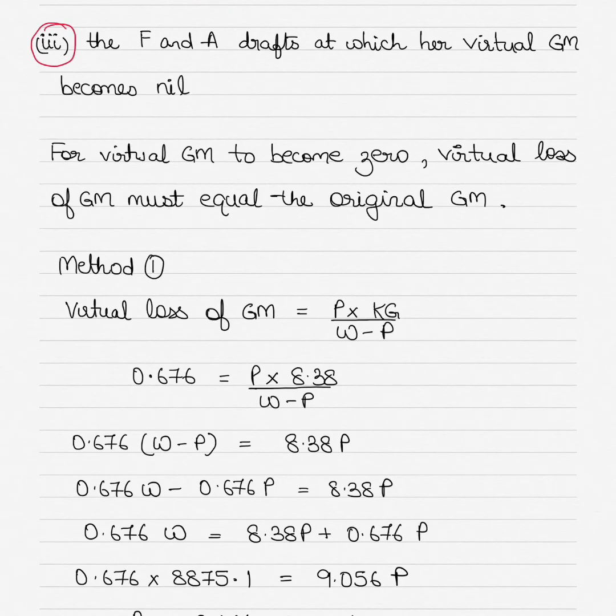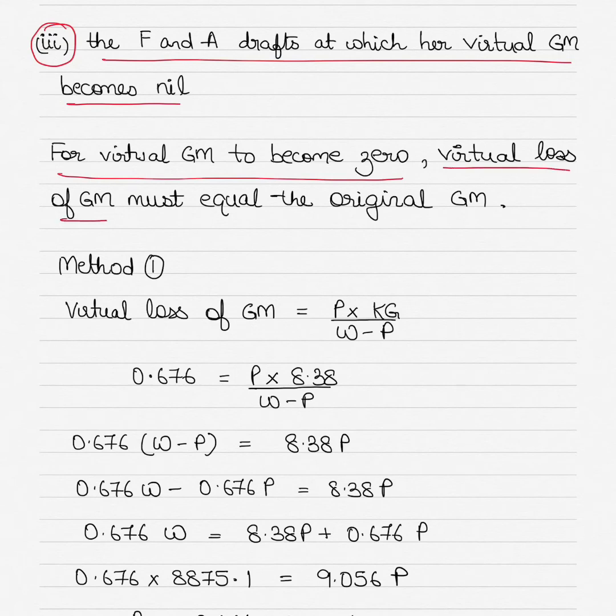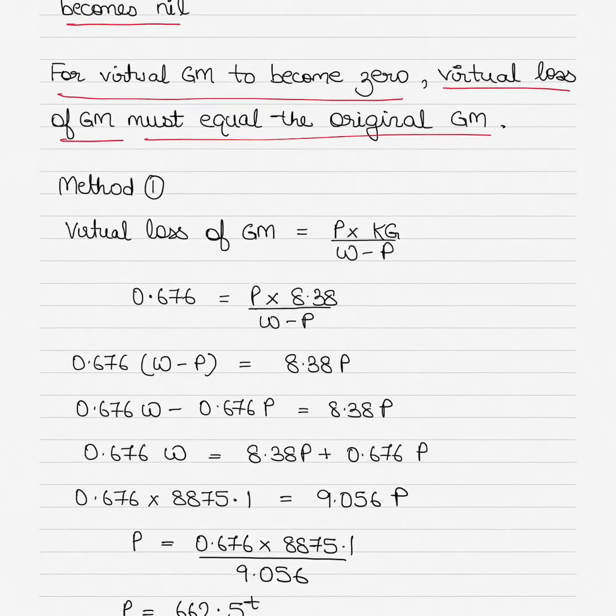Finally, the third part of the question is you have to calculate the forward and aft drafts at which her virtual GM becomes nil. Now for virtual GM to become 0 or nil, virtual loss of GM must equal the original GM. So when you were entering the dry dock, you had an original GM, right? So the original GM, if the virtual GM has to become nil, that means the original GM has to equal the virtual loss of GM. So then your GM will become 0, right?